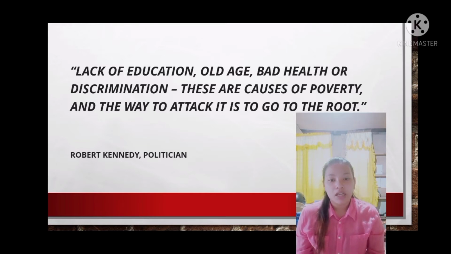Lack of education, old age, bad health, or discrimination, these are causes of poverty, and the way to attack it is to go to the root.